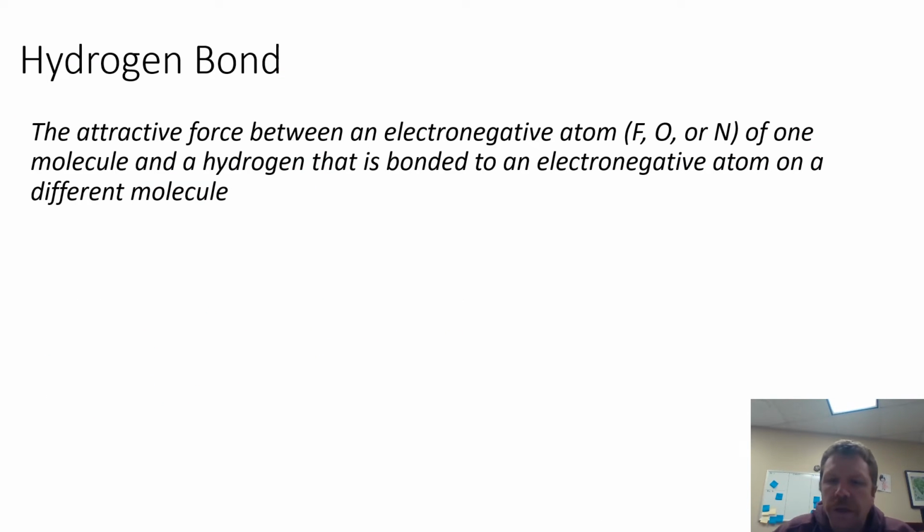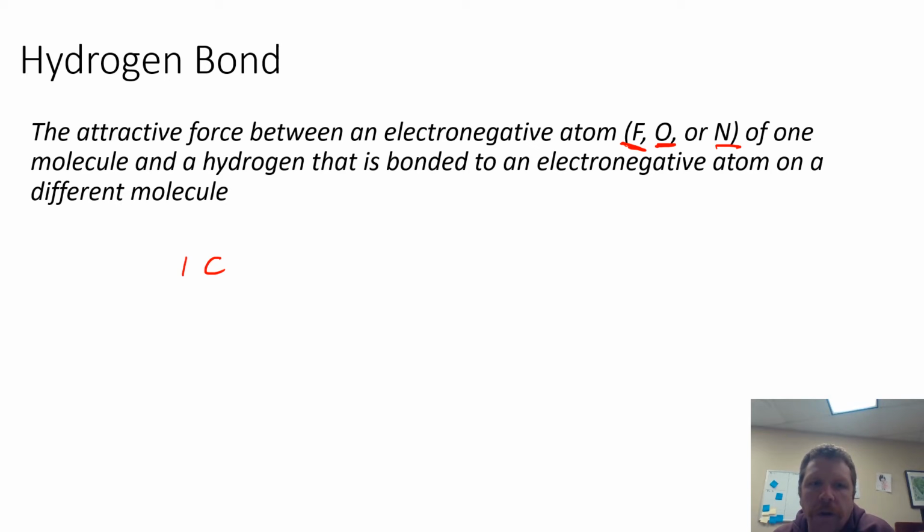A good definition of a hydrogen bond is the attractive force between an electronegative atom, specifically fluorine, oxygen, or nitrogen, of one molecule, and a hydrogen atom that is bonded to an electronegative atom on a different molecule. Here is the way we could see that.